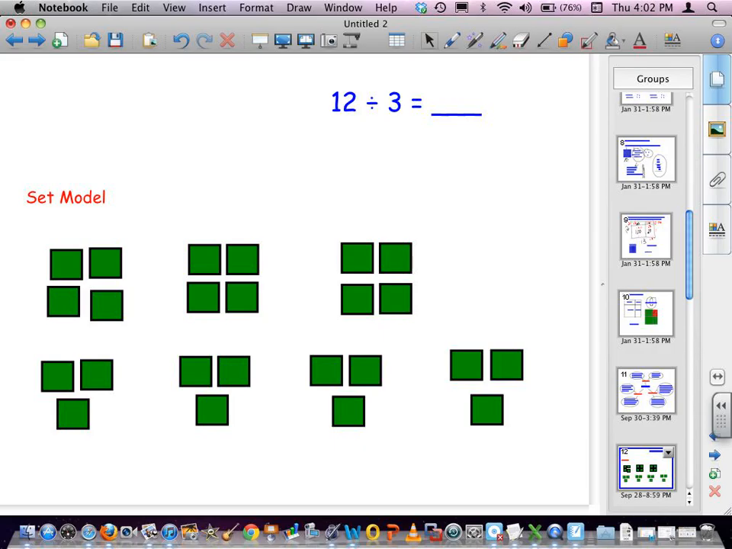Now, one of the things that we want kids to think about is whether they model the situation they've been given. When we give them a story problem, are they making their models correctly? Because sometimes kids will draw the other model for the story problem. So you really want to make sure their model and their story connect.